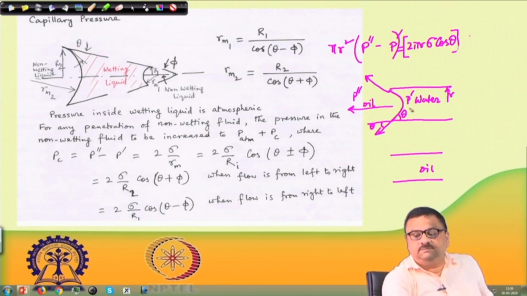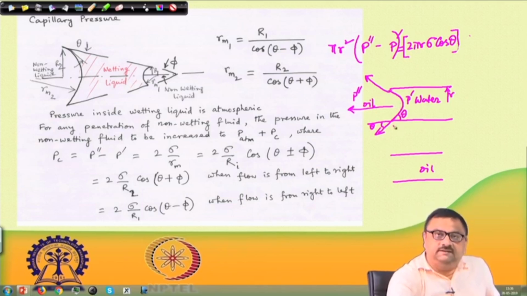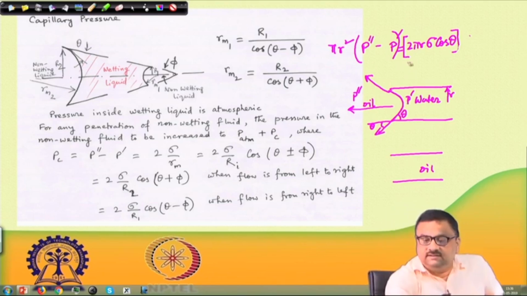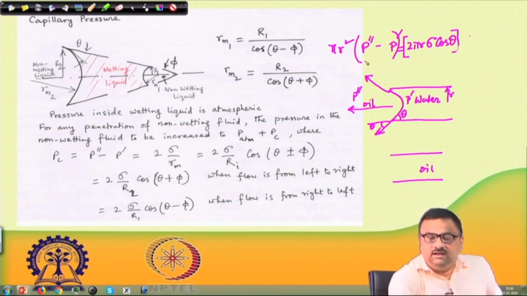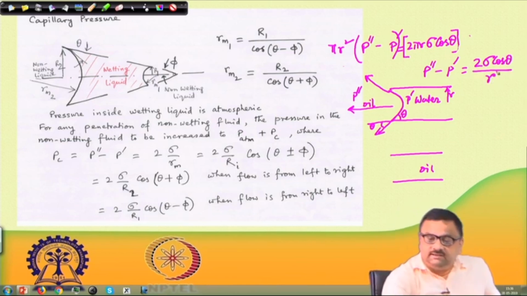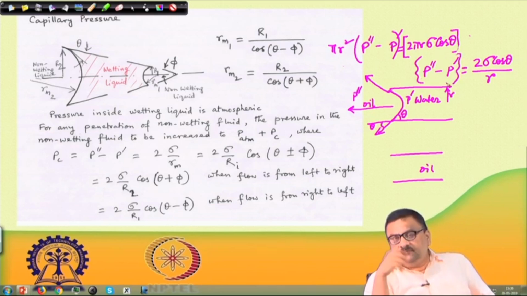So, p double prime minus p prime over this area pi r square gives me the force, and that force is ensuring that this interface is not squeezing the liquid to 0 volume. So, this force has to be compensated by pi r square into P double prime minus P prime. Accordingly, P double prime minus P prime would come to 2 sigma cos theta divided by r. This is what we referred to as Laplace pressure in the case of a sphere. This we are going to refer to as capillary pressure.